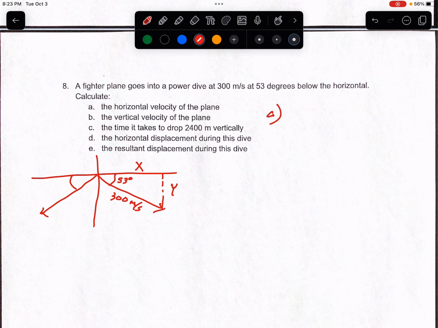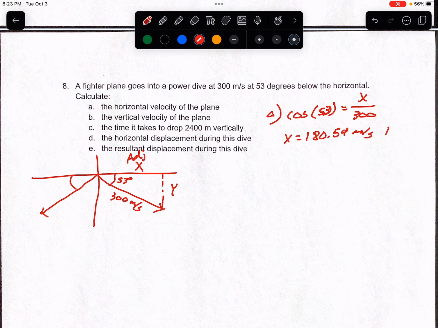Okay, so part A. Now, x is your adjacent. I have a hypotenuse, I have an angle. The one that can help me find the adjacent is cosine. So cosine of 53 equals adjacent, which we don't know, over hypotenuse, which is 300. So multiply both sides by 300, and you're going to get a horizontal velocity of 180.54 meters per second.